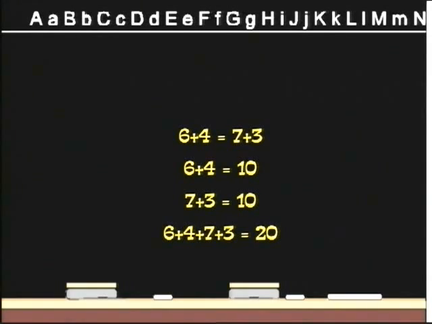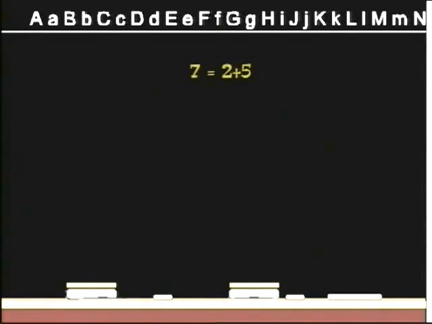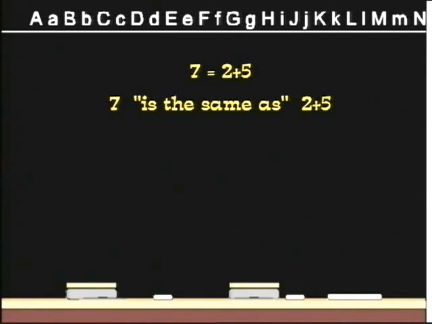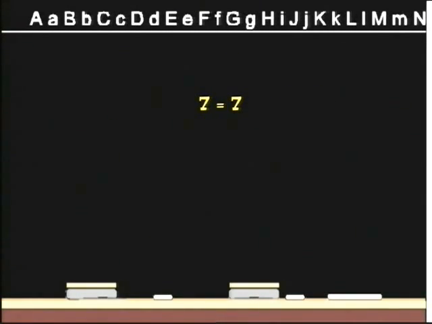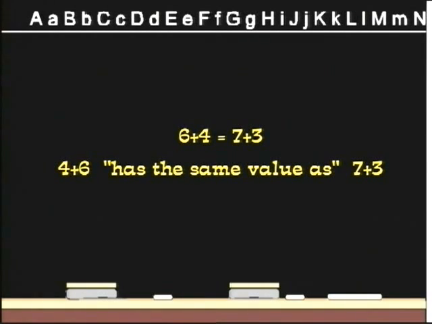All three of the statements are relationships. 7 equals 2 plus 5 says that 7 is the same as 2 plus 5. The statement 7 equals 7 means that 7 is balanced by 7, and the sentence 6 plus 4 equals 7 plus 3 says that 4 plus 6 has the same value as 7 plus 3.